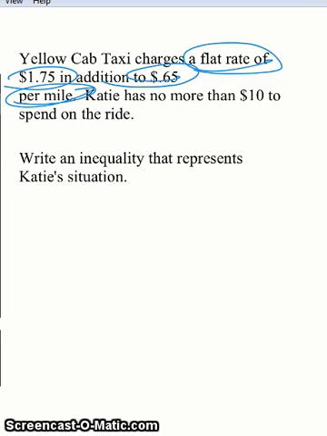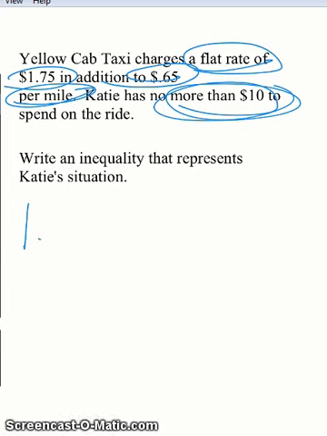Here's another thing to note. Katie has no more than $10. Let's imagine she has $10 in her pocket, which means her ride needs to cost $10 or less. $10 is fine, $9 is fine, $8 is fine, $11 is a problem because she doesn't have that much. So let's write our algebraic expression for the cost of her ride.